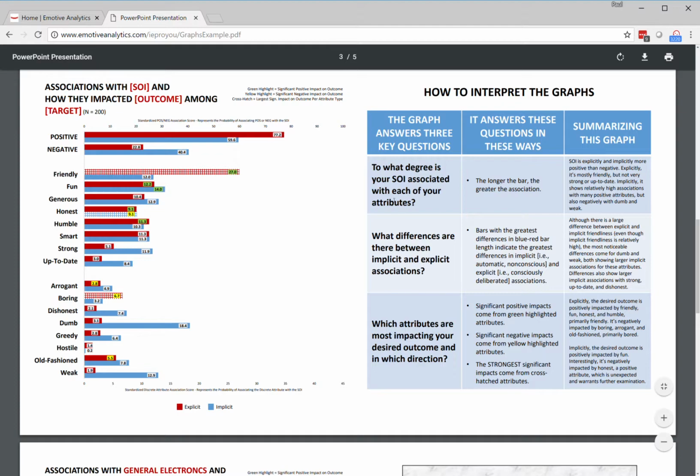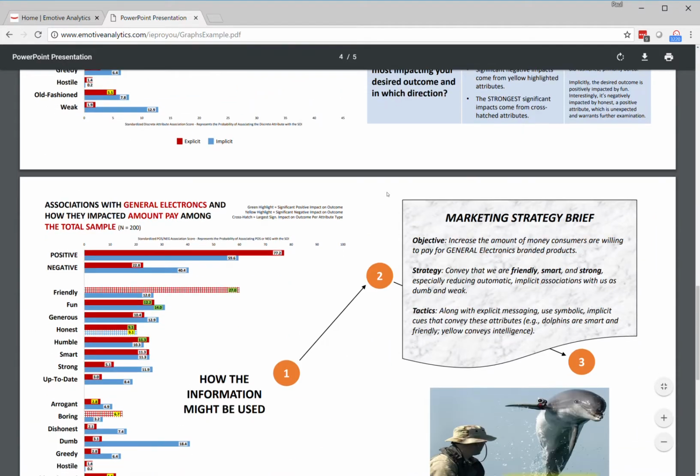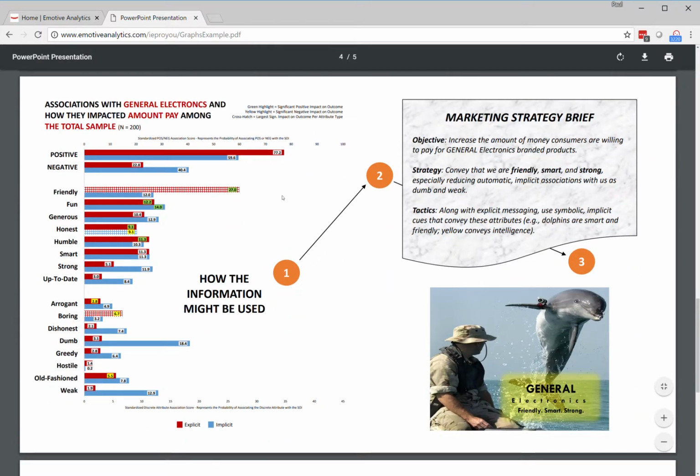If we take this a step further, and we're using the same graph here, here's what you do with it from a marketing perspective. It all goes to strategy. So here's an example marketing strategy brief. In this example, which we've incorporated something called General Electronics, which is misspelled there, I apologize for that, as the SOI, the amount that they would pay for a General Electronics product is the outcome variable, and this is among the total sample N of 200.